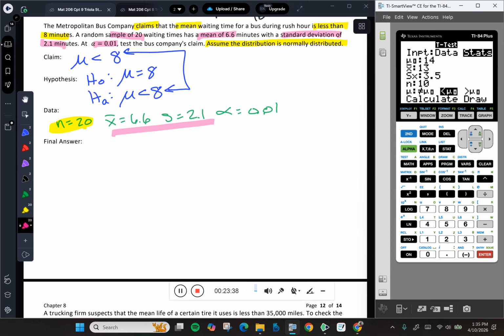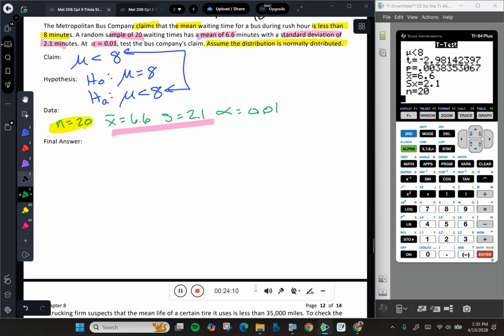I still have sample statistics. My mu sub 0 is the equality statement from the null hypothesis. That's 8. My x bar is my data. That's 6.6. My sample standard deviation, in this case, is 2.1. My sample size is 20. And I'm running a left tail test again. So I calculate my standardized test statistic, or my test statistic in this case looks like -3 almost, -2.98.